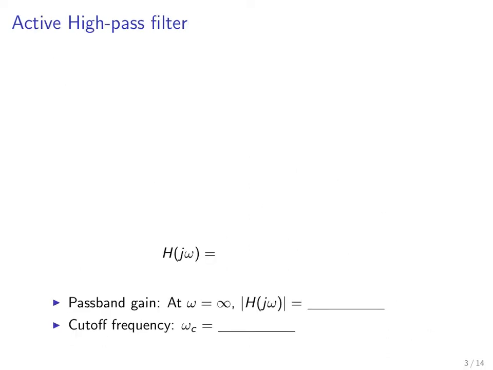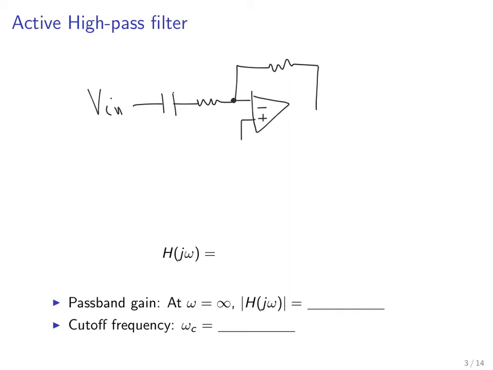So the next topology we'll discuss is the active high-pass filter. Again, we'll define our input as Vin, but now instead of having a capacitor on the feedback network, we're going to have a series capacitor on the input network. And here is Vout. So we'll define the feedback resistor now as RF, the input resistor will be R1, and the input capacitor will be C1.